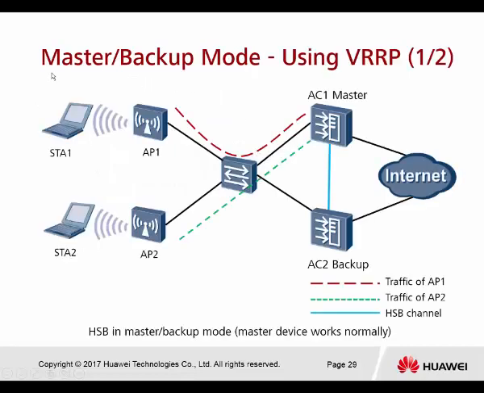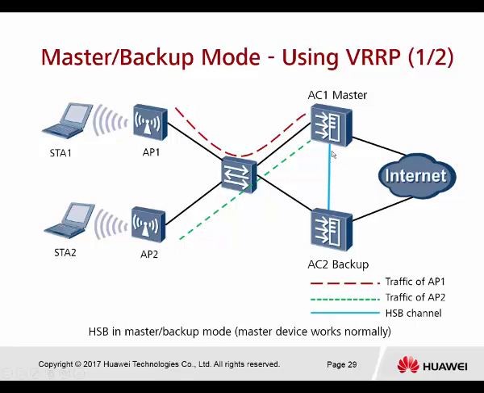So let's look at the first one, the master and backup mode. What's so different between these compared with another? Right now, my AC number one is the master. AC number two is a backup. So all the traffic and the APs will only associate and form the CAPWAP tunnel with the master. Most of the time, controller number two is just a standby device. It will not perform any service configuration delivered to the AP. Okay, it's just a backup.